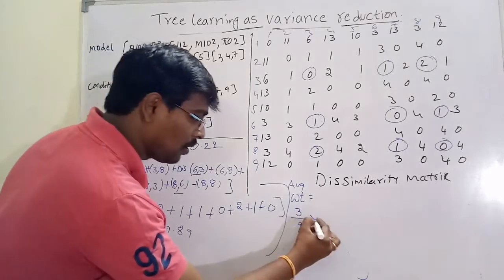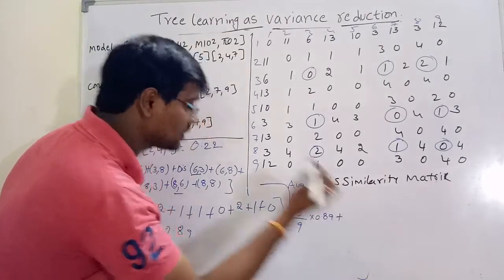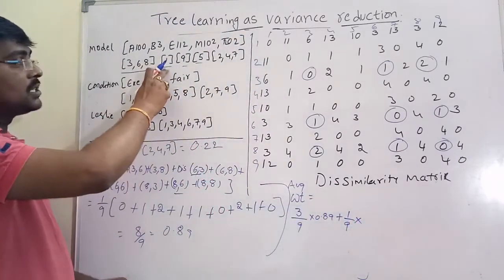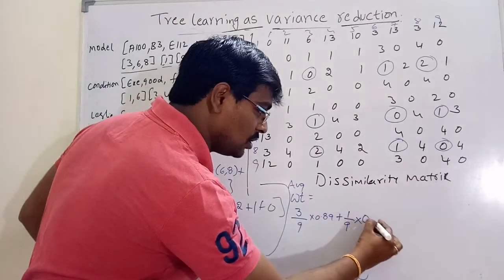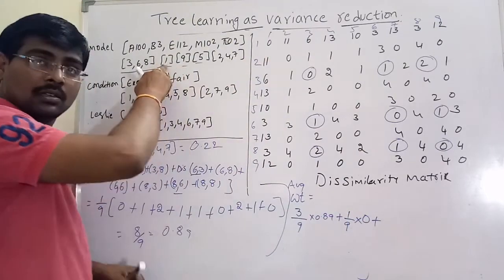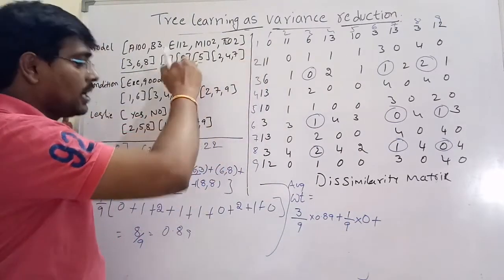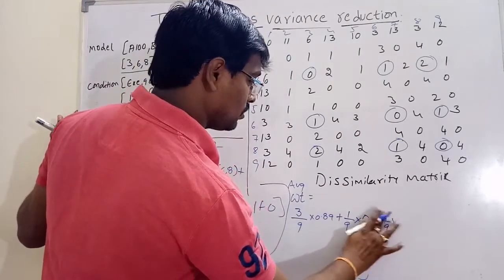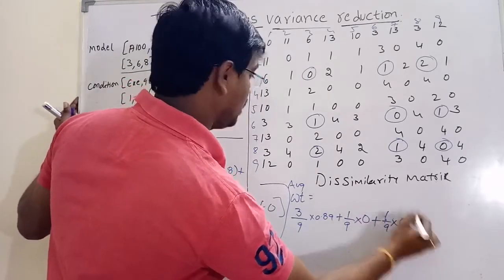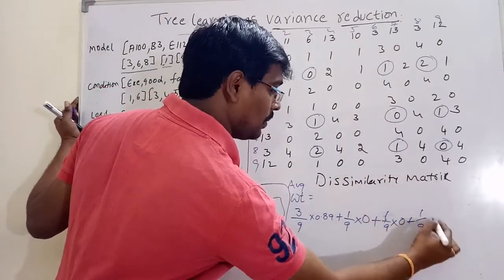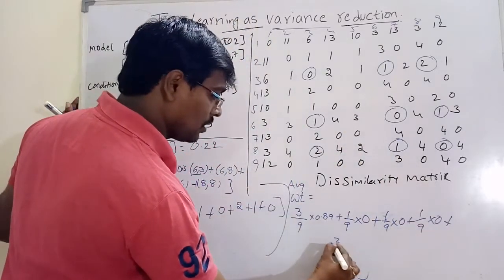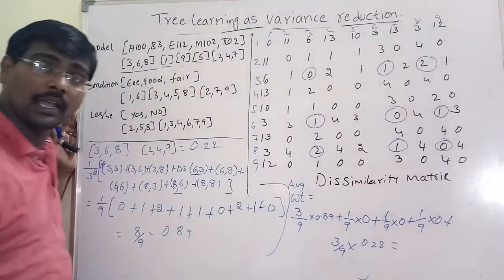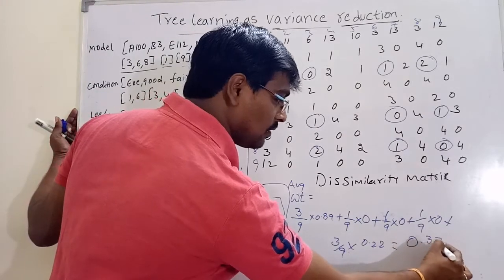The first set is 0.89 plus we contain only one element. 1 by 9 into what is the dissimilarity? It contains only a single element. The dissimilarity is 0 plus 1 by 9 into 0, because the 1 comma 1 value is 0. Again 1 by 9 into 0 plus 3 by 9 into 0.22. So what is the value I am getting? I am getting the value of 0.37.